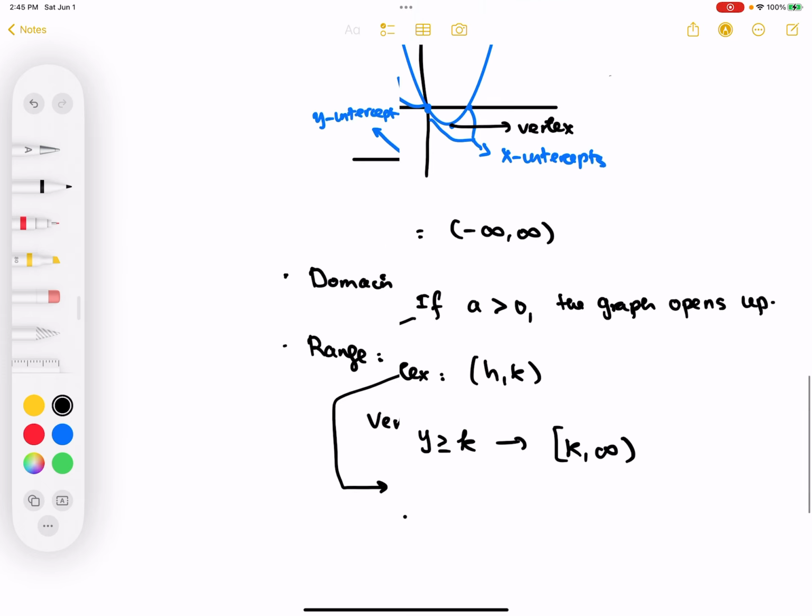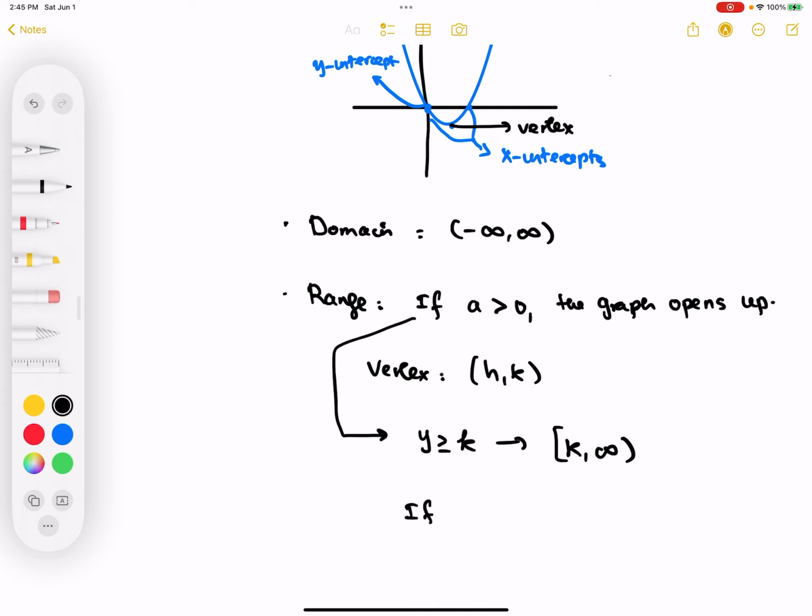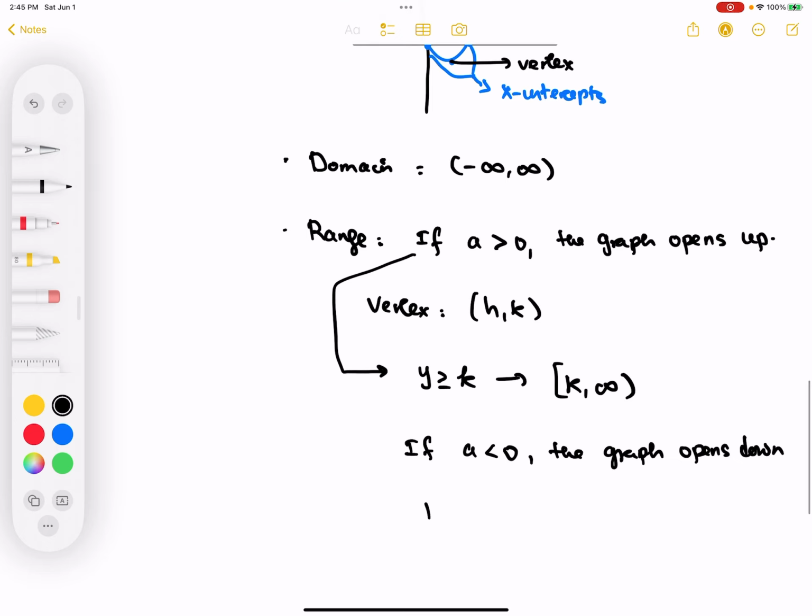Then if a is less than 0, the graph opens down, and the range in this case is from negative infinity to k inclusive. That means the y value of the vertex of the graph.